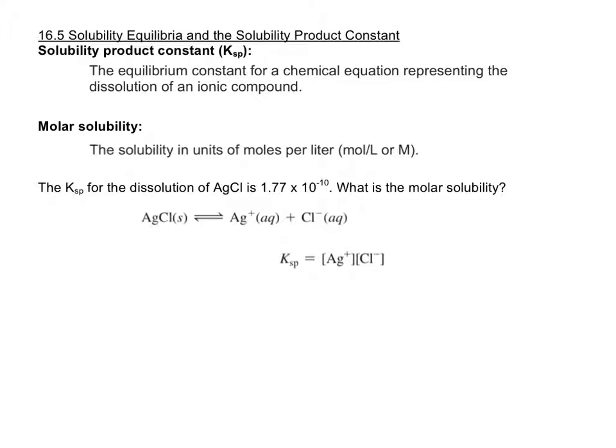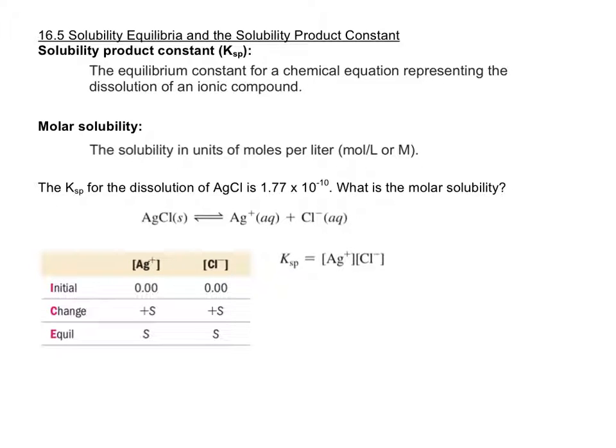So if S is how much of it is going to dissolve, initially we don't have any dissolved, right? Because it's all in the solid form. And so our change is going to be plus S for both the concentration of the silver ion and the concentration of the chloride ion. So at equilibrium, that's how much will be dissolved. So this is just like the ice tables we've been doing. We're just using S because S represents the molar solubility, not just a change in the concentration.